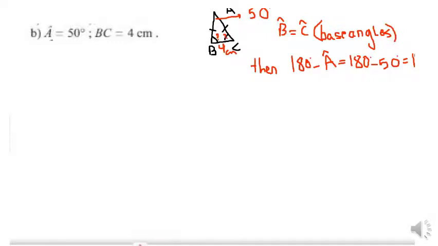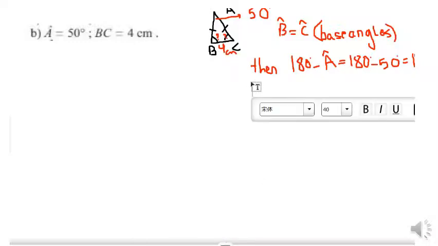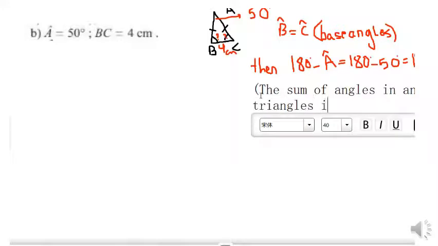Okay? So now, how did we do that? Because the sum of angles in any triangle is equal to 180 degrees. We use the property of the sum of angles in a triangle.